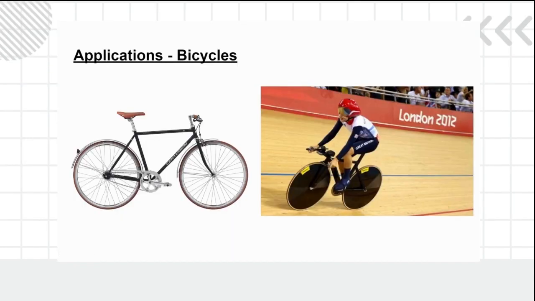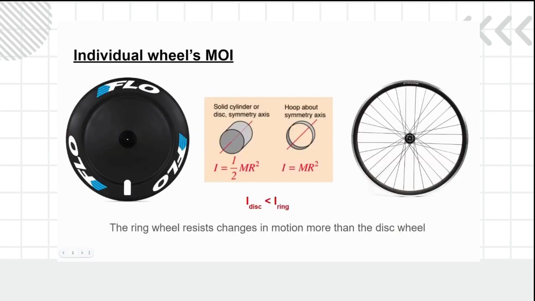I will be going in depth into the moment of inertia's impact on bicycle wheels. More specifically, the differences between ring-shaped wheels and solid disc wheels. Here are the expressions for each wheel type's moment of inertia. We can see that the ring-shaped wheel will have a greater value than the solid disc. Thus, the ring wheel resists changes in motion more than its counterparts.